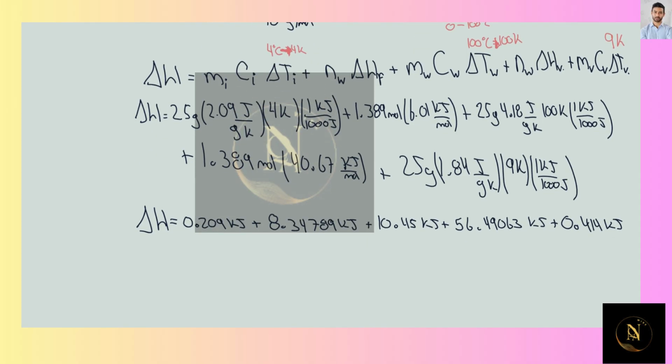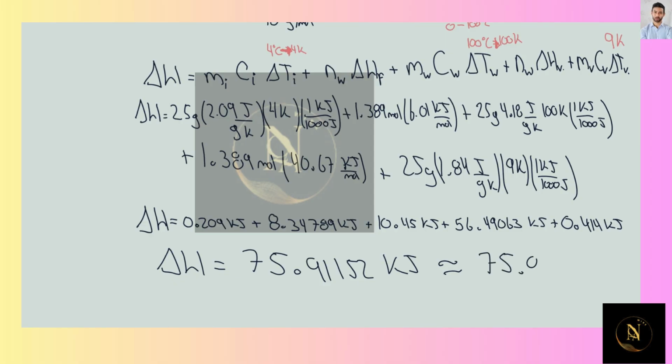We just need to add everything up, and the enthalpy for this process is equal to 75.91152 kilojoules, which is approximately 75.91 kilojoules. So I'm going to give you both the whole result and just rounding up to four significant figures, but you can put as many as your professor requests. So that would be all.